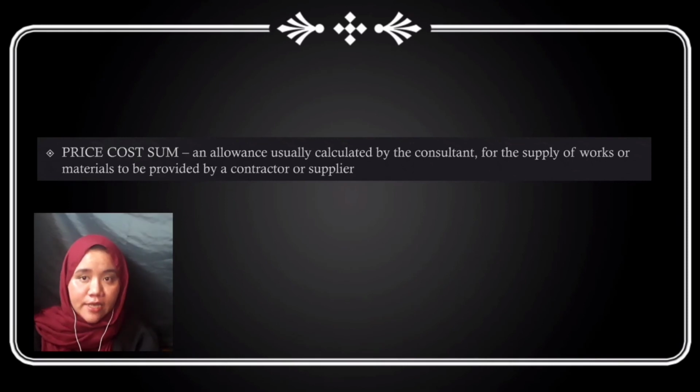The next one is prime cost sum or PCS. It is an allowance usually calculated by the consultant for the supply of works and materials to be provided by a contractor or a supplier. The payments are made based on the quotation or invoices of the supplied items by the contractors plus addition of a reasonable or agreed percentage for overhead costs and profit.